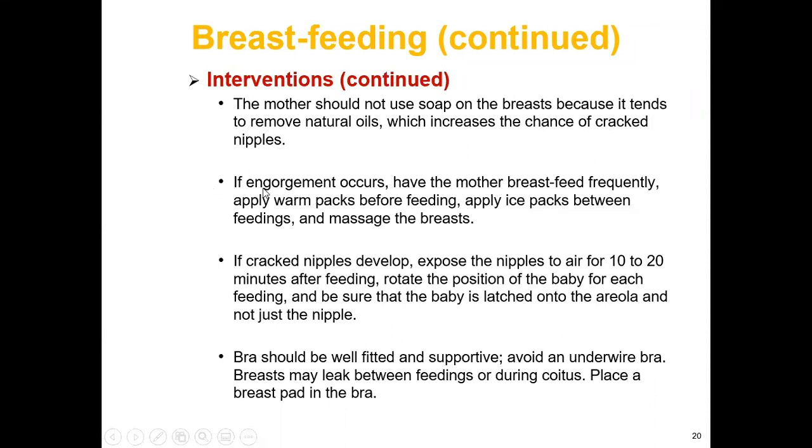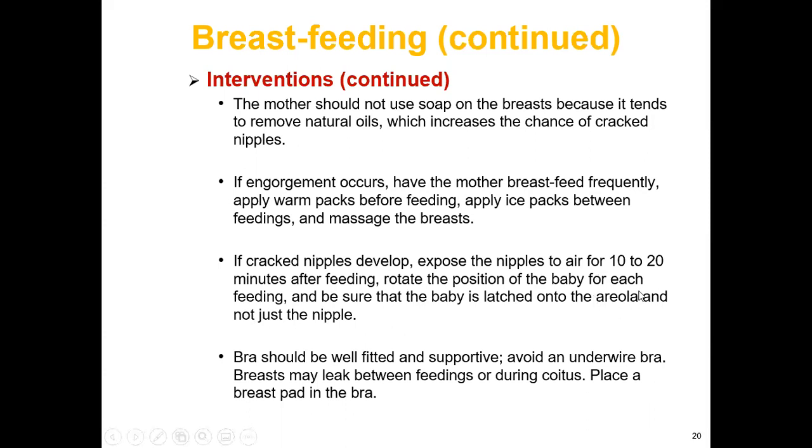If engorgement occurs, have the mother breastfeed frequently, apply a warm pack before feeding, apply an ice pack between feedings, and massage the breast. If cracked nipples develop, expose the nipple to air for 10 to 20 minutes after feeding. Rotate the positions of the baby for each feeding and be sure that the baby is latched onto the areola and not just the nipple.